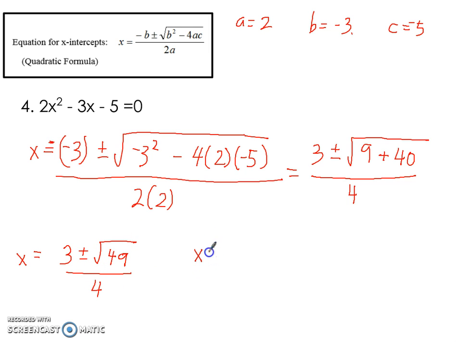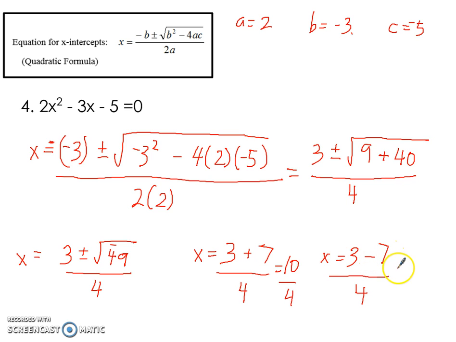So here I have x equals 3 plus, well, what is the square root of 49? That is 7. And x is equal to 3 minus the square root of 49, which is 7, all over 4. Well, the square root of 49 is positive and negative 7 as well. I just want you to notice that. And so here, 3 plus 7 is 10 divided by 4. And 3 minus 7 is negative 4 divided by 4.